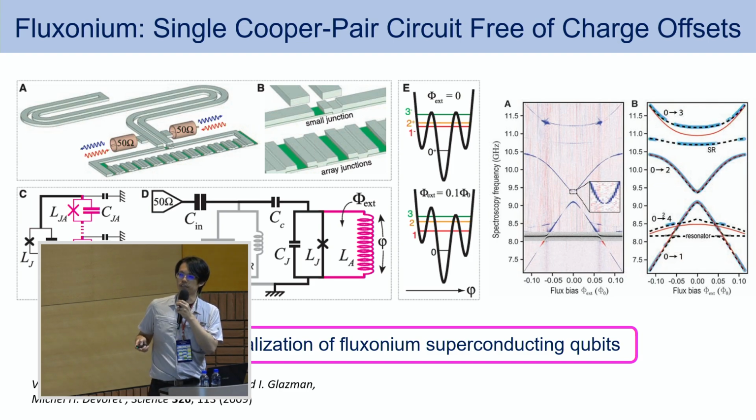Okay, and here is the first realization of the spectrum of the fluxonium as a function of external flux bias penetrating this loop right here. And indeed you can see that the spectrum is richer, and more tunable with this external flux.